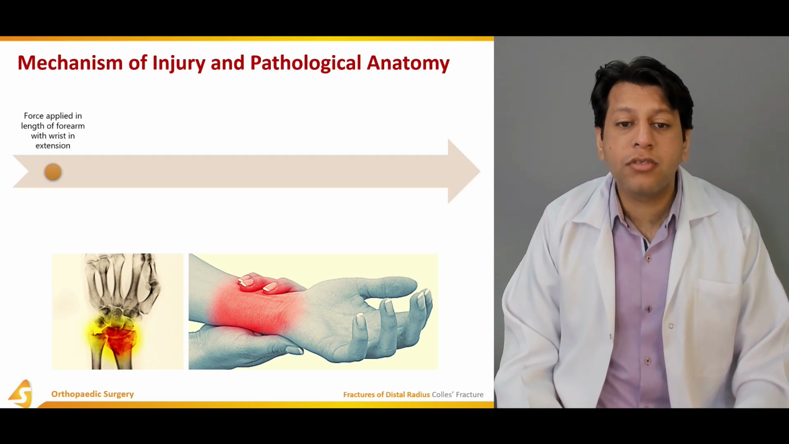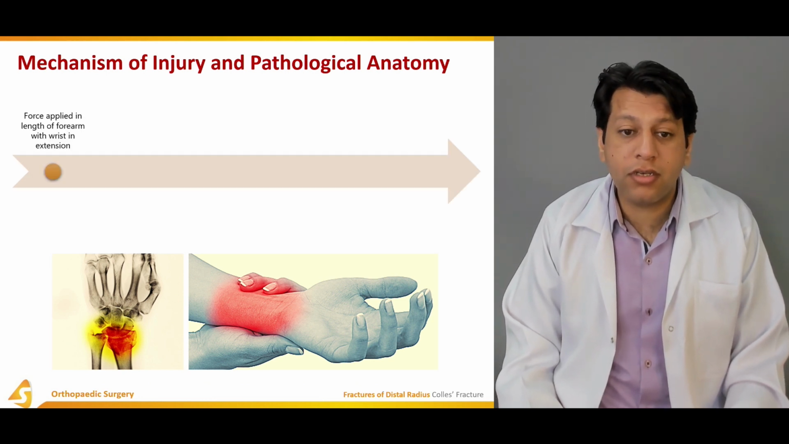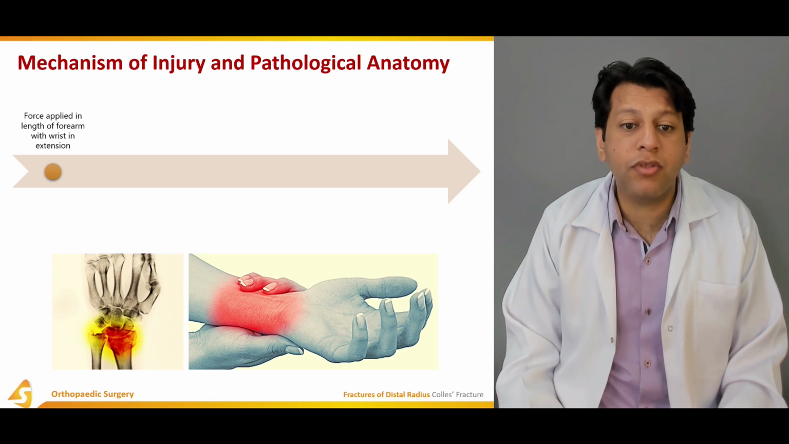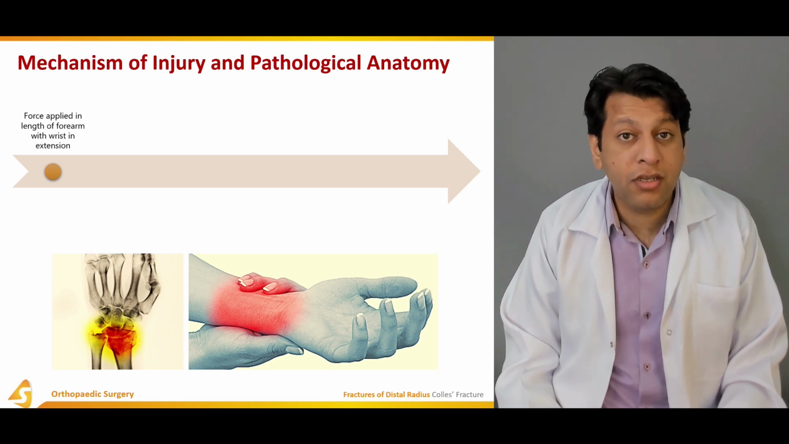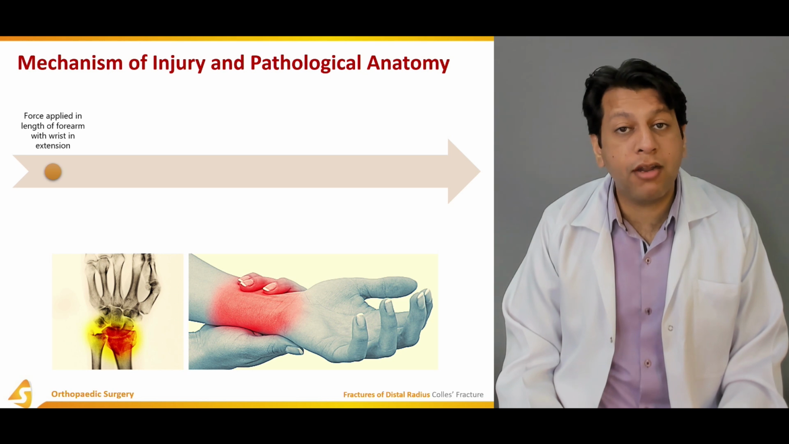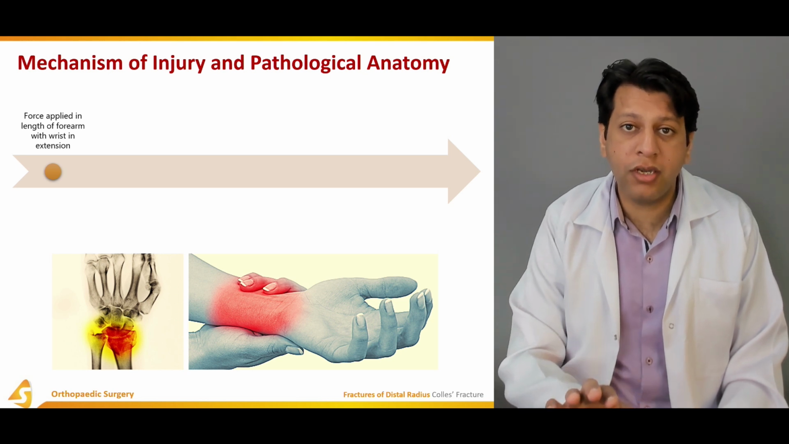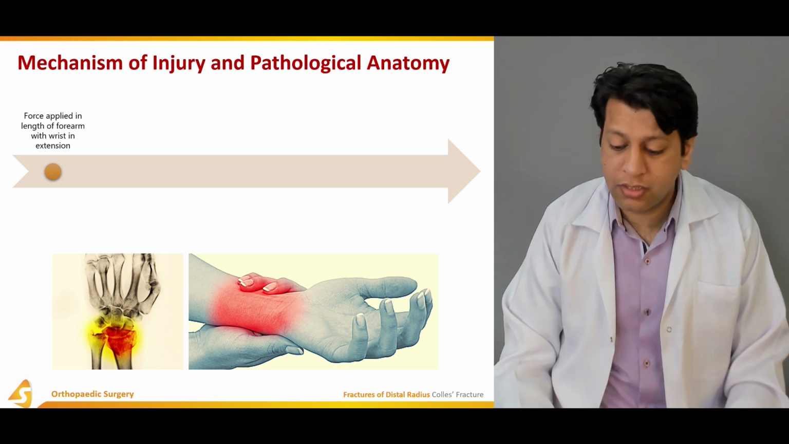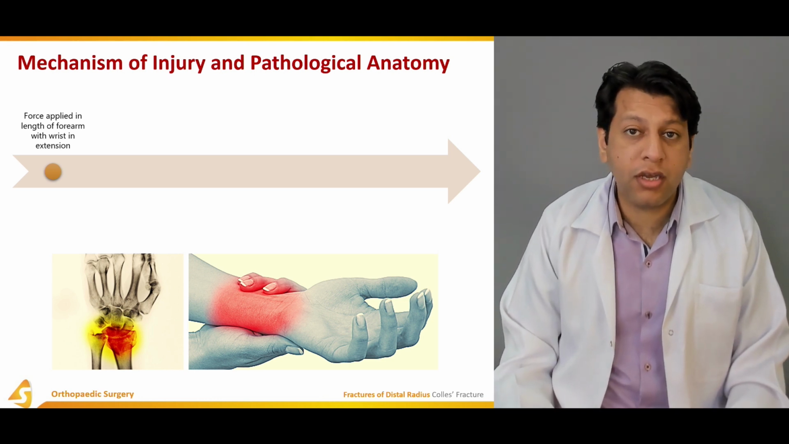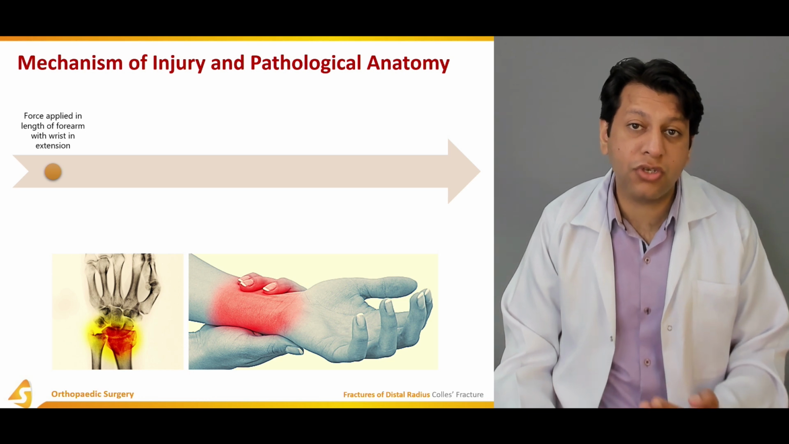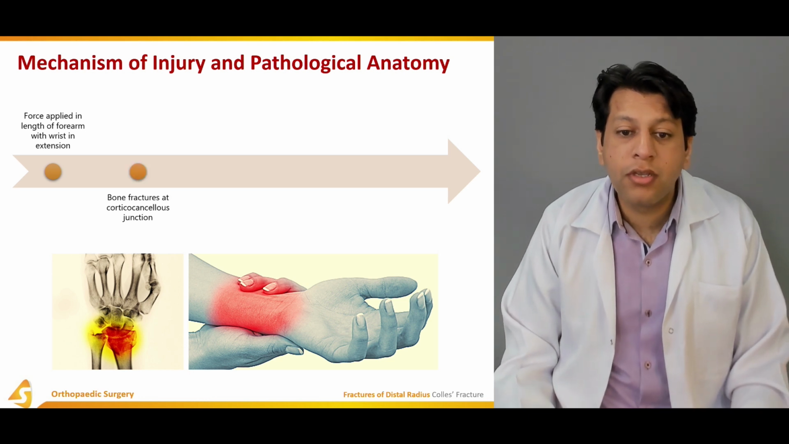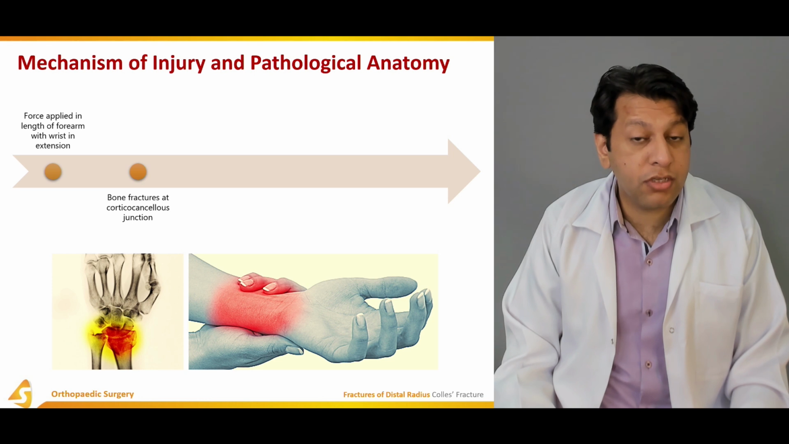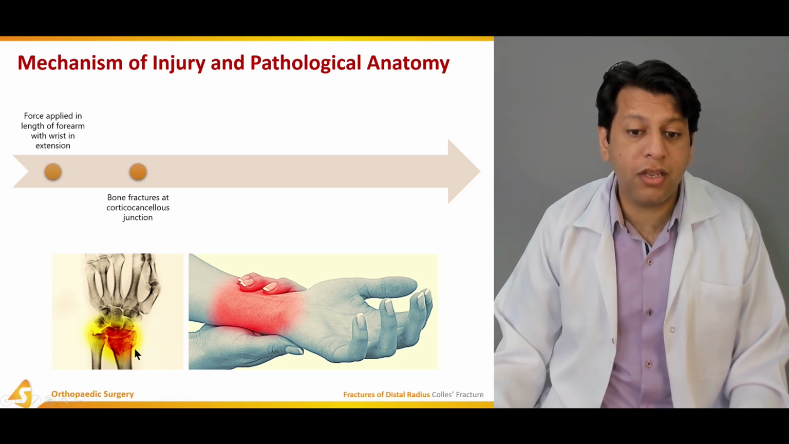Now coming to this, what actually happens is that the force is applied along the length of the arm with the wrist in extension. As I told you, it's a fall on the outstretched hand. The forearm is pronated, the patient is falling with the wrist in extension. So the axial loading is actually occurring on the distal radius and then is transferred towards the elbow. The bone fractures at the corticocancellous junction, that is at this level.